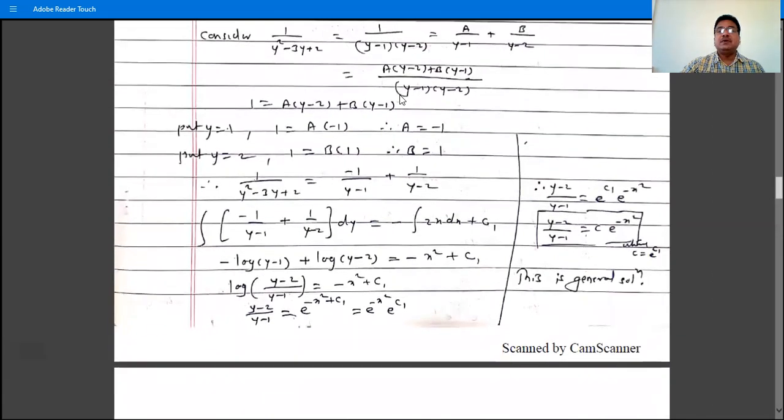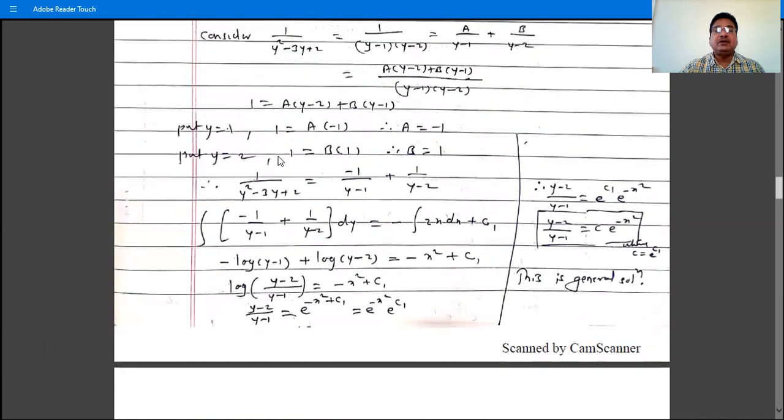Then put y minus 1 is equal to 0, it gives y is equal to 1. So substitute y is equal to 1. And then y minus 2 is equal to 0 gives y is equal to 2. Substitute y is equal to 1. We have LHS is 1 and RHS is A. 1 minus 2 is minus 1 and 1 minus 1 is 0, so the coefficient of B is 0. And therefore A is minus 1. And substitute y is 2. So the coefficient of A becomes 0 and the coefficient of B is 1. And so B is equal to 1.